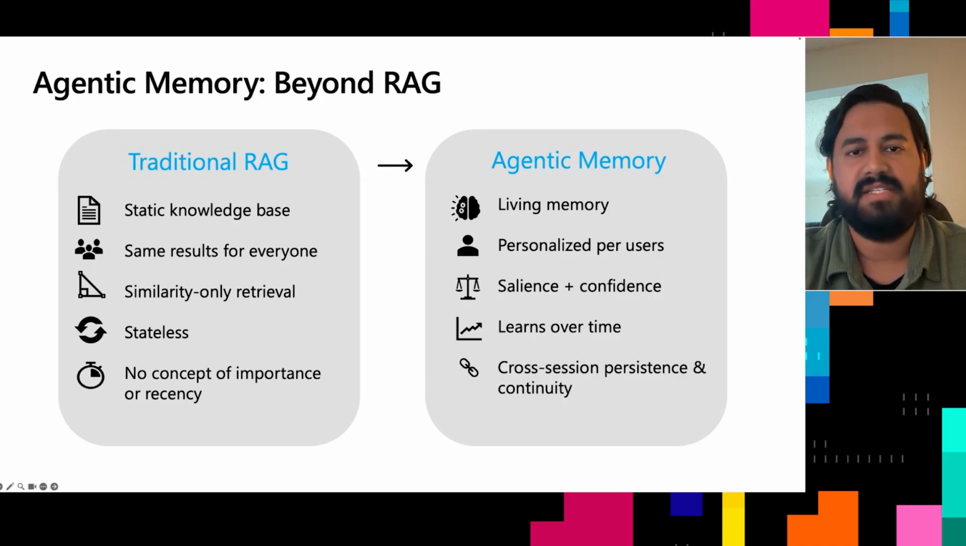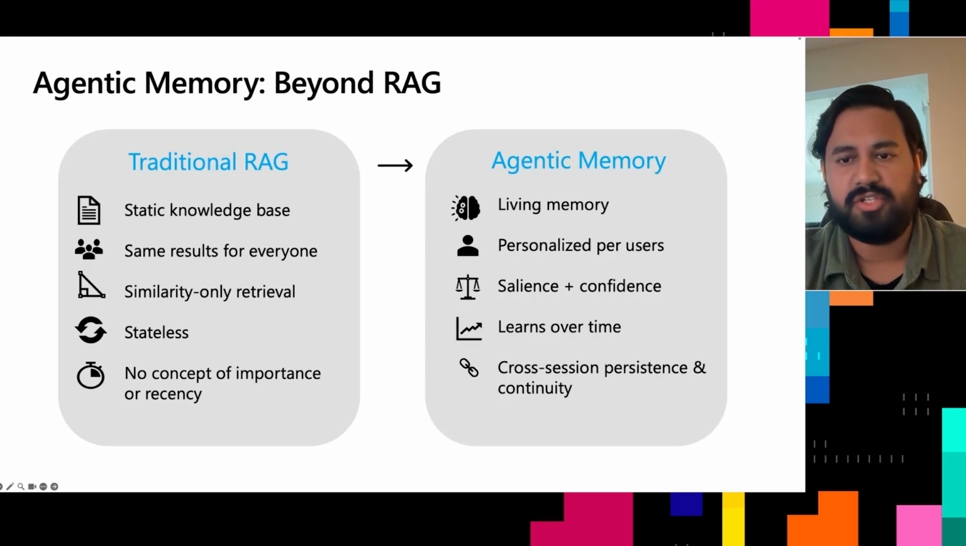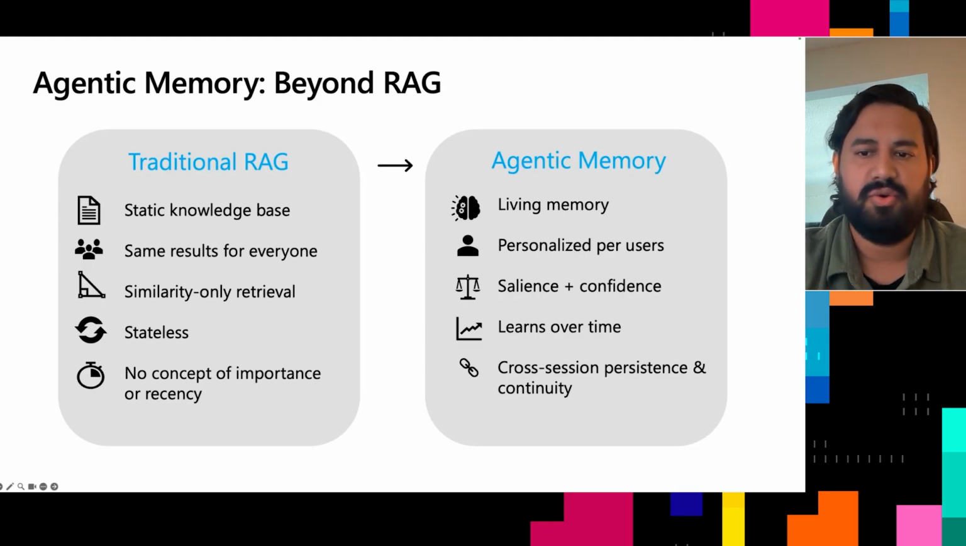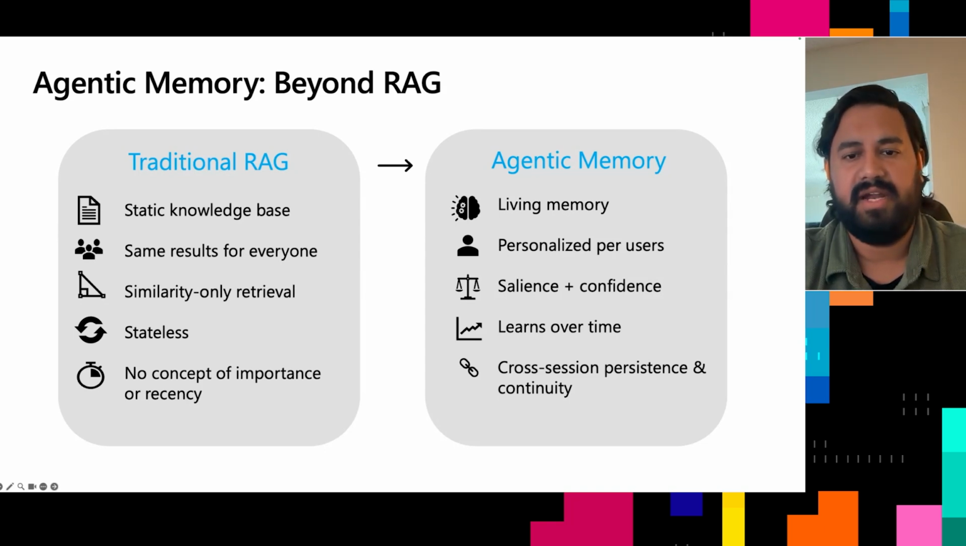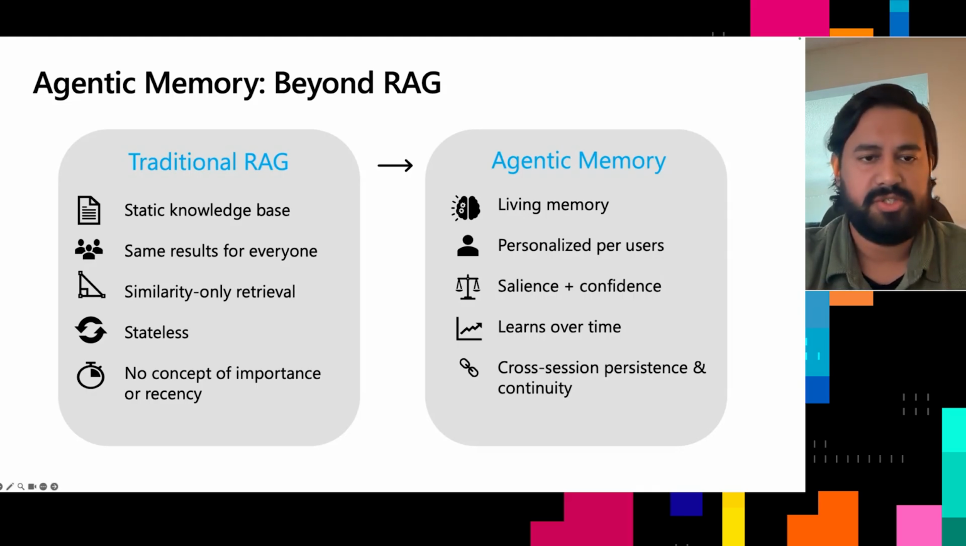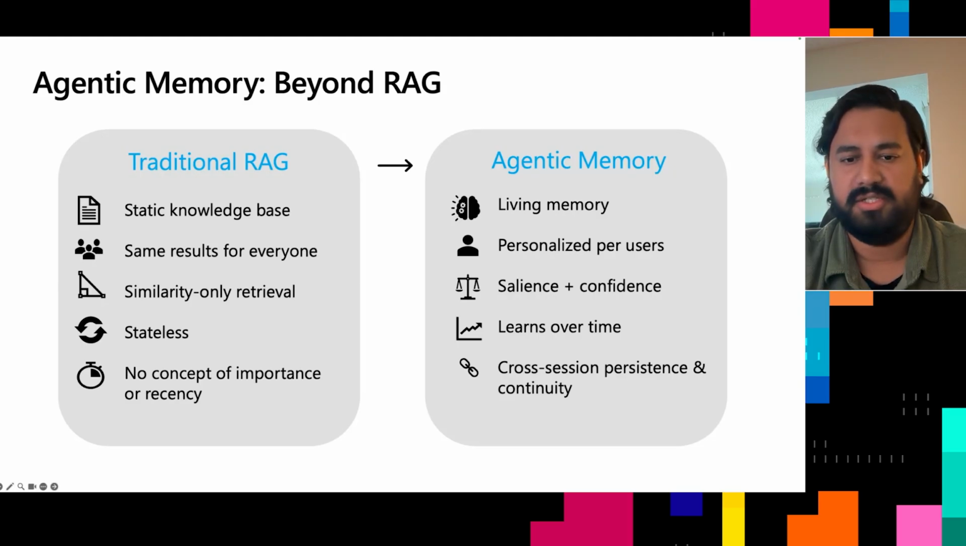RAG retrieves by similarity alone. Whatever is closest in the embedding space comes back. Agentic memory uses salient scoring, which factors in importance, confidence, and recency. RAG doesn't learn from interactions, it's just a pure lookup. Agentic memory actively learns and adapts. Every conversation is an opportunity to extract new knowledge. And RAG has no concept of time. Agentic memory supports cross session persistence with TTL policies.